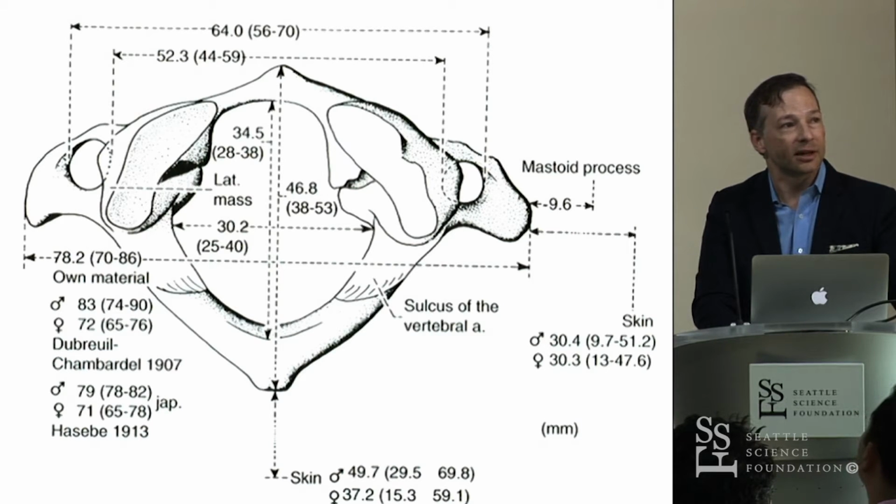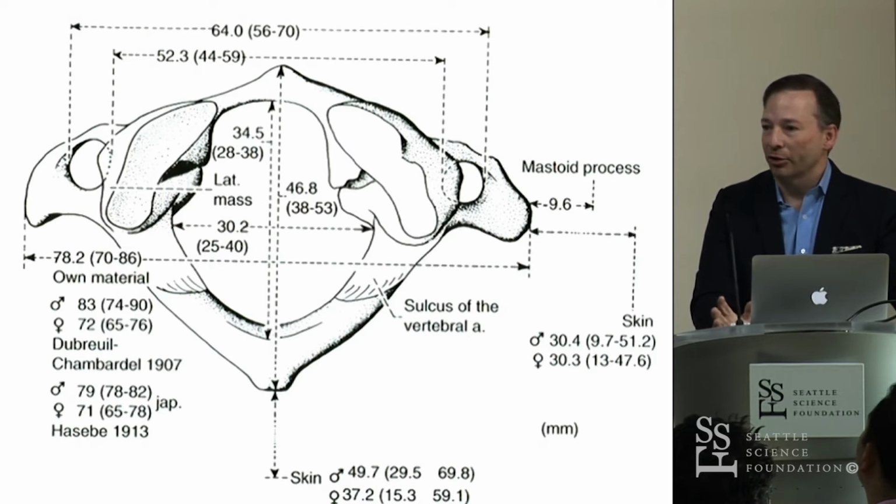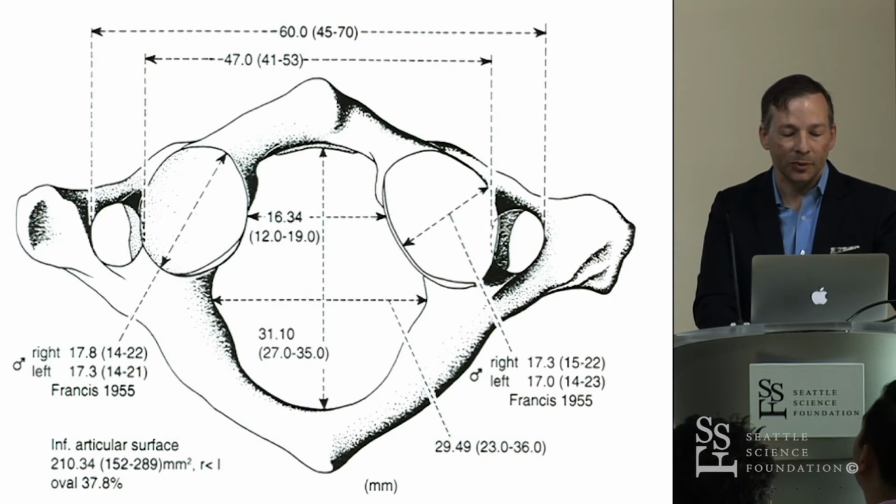Here we see the facets, and you look at the essence, and there's a variety, but about 30 by 35 millimeters is normal dimensions of the inside of that C1 ring. Here's the underside, shows you some of those same points.